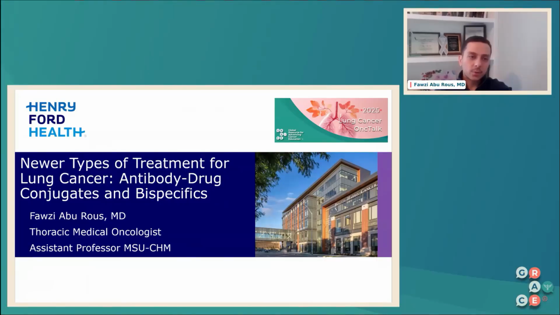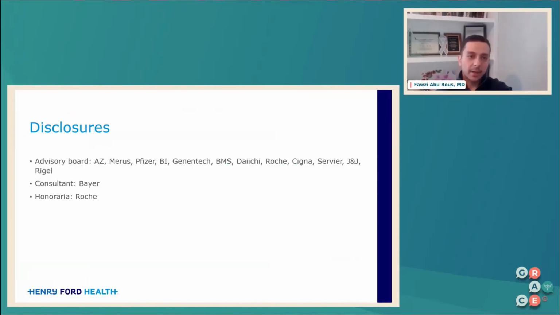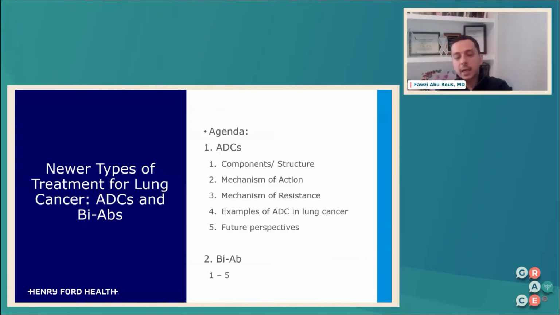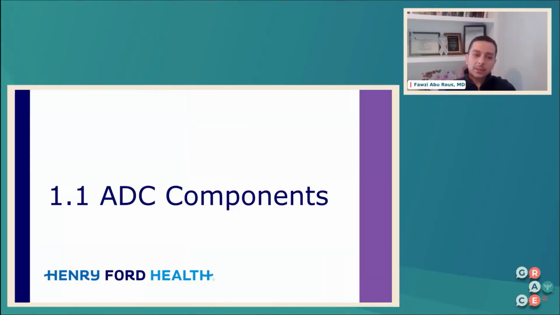Today I'll be talking about newer types of treatment for lung cancer. Specifically, I'll be talking about antibody-drug conjugates and bispecifics. These are my disclosures, and this is the agenda for today. We're going to talk about ADCs and bispecific antibodies: the components and structure, mechanism of action, mechanism of resistance, some examples, and then future perspectives. Okay, so let's start with ADC.